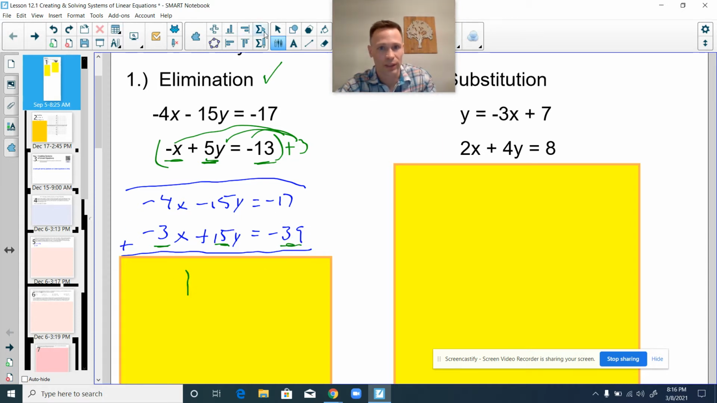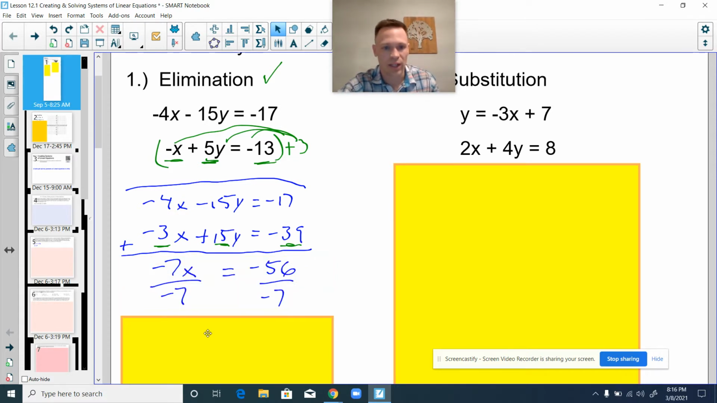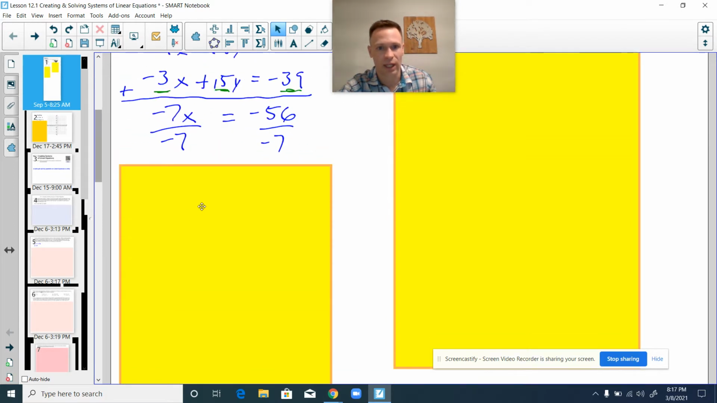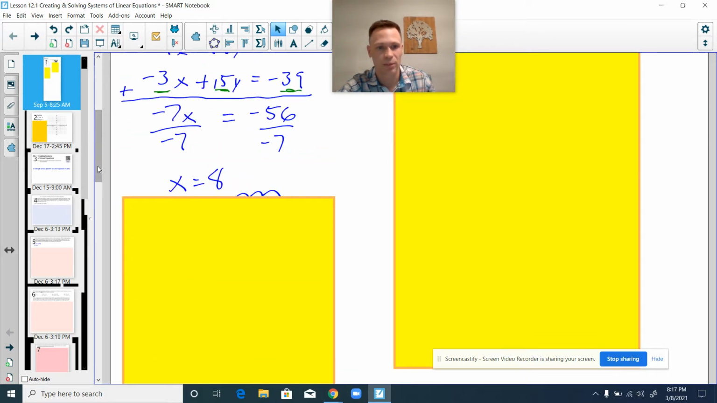Now when I add vertically, I end up with a negative 7x. The 15y's cancel out. One's positive, one's negative. And I get a negative 56. Divide both sides by negative 56, and I get a positive 8 for x.